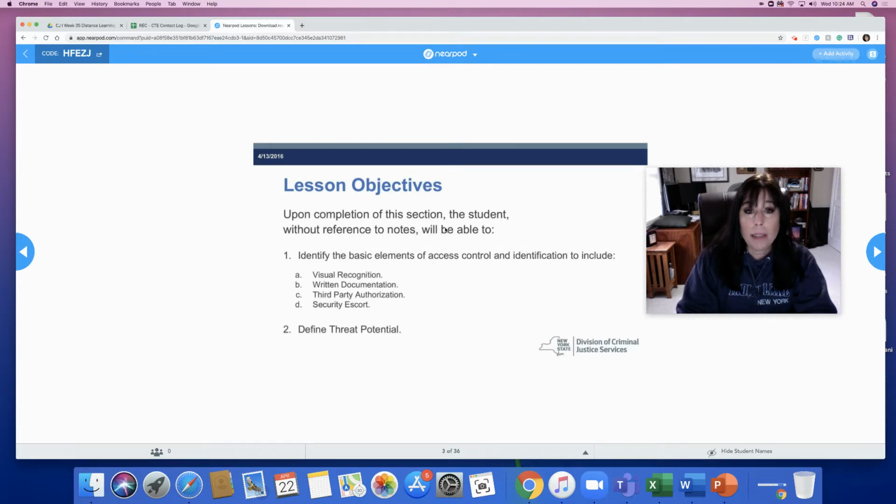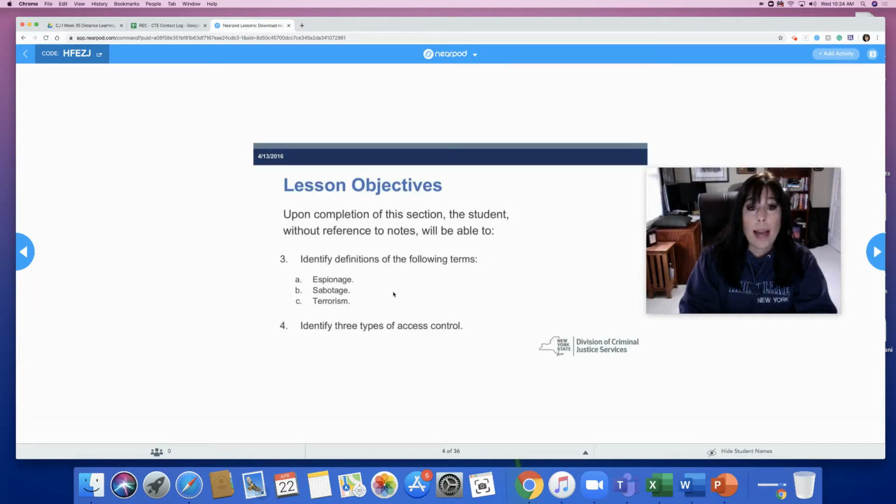Objectives. Upon completion of this section, the student, without reference to notes, will be able to identify the basic elements of access control and identification to include visual recognition, written documentation, third-party authorization, security escort. Define threat potential. Identify definitions of the following terms: espionage, sabotage, terrorism. Identify 3 types of access control.